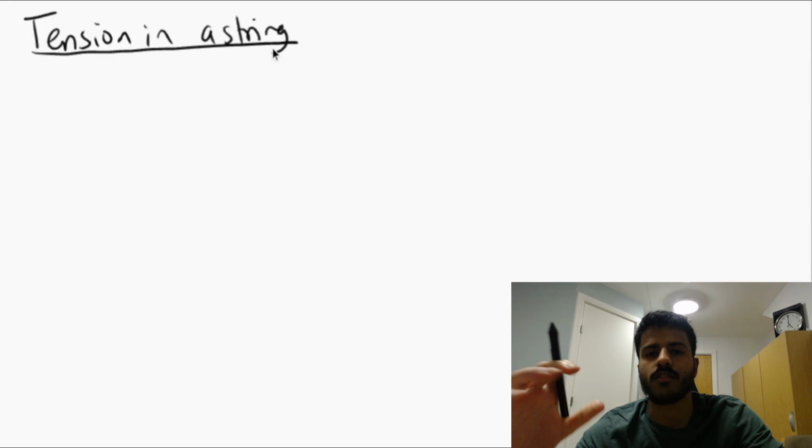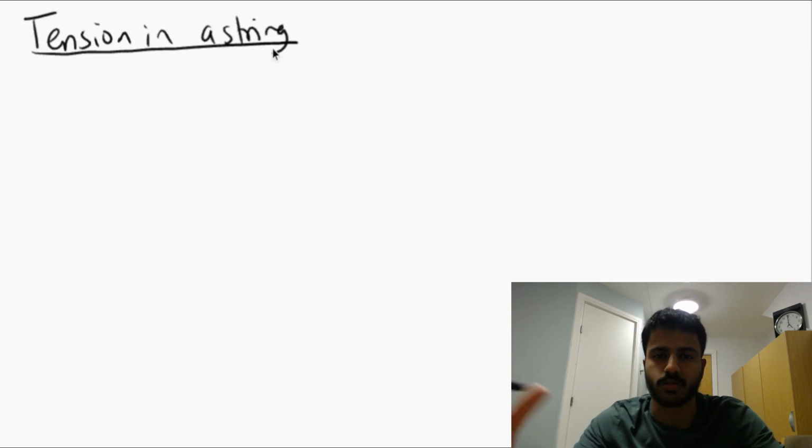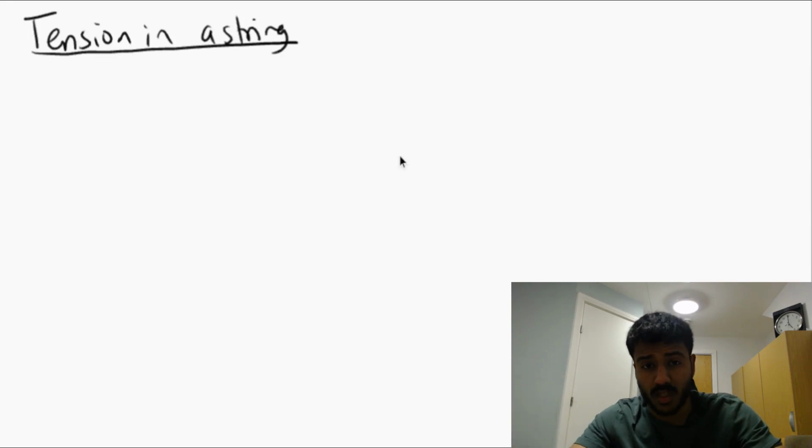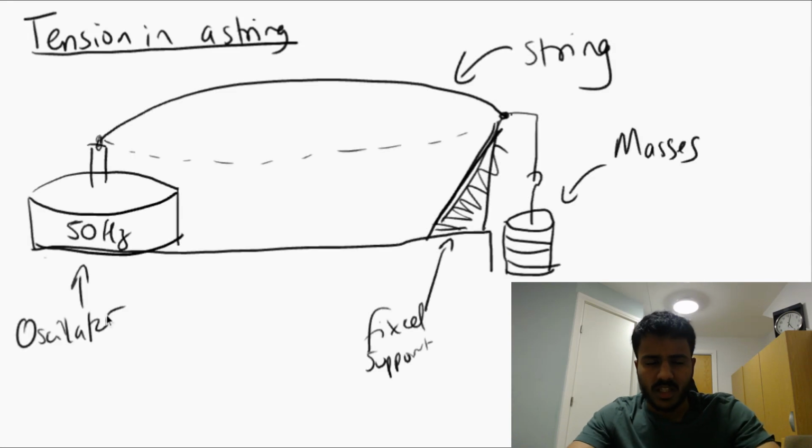Now, in the AQA syllabus, there is a practical where you need to investigate the tension on a string and how that affects the frequency or the speed of the wave produced. It may not be applicable to all examples, but it's still a useful practical to know about. So here is the setup.